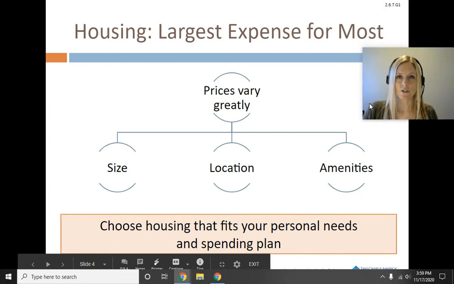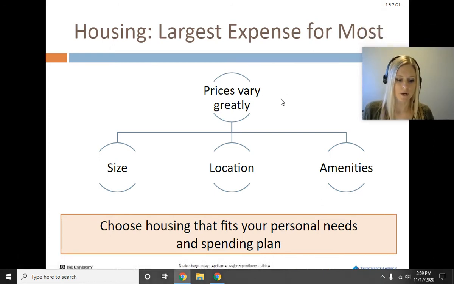Housing is the largest expense for most people, but prices do vary, and those prices can vary by these three factors: size, location, and amenities. And that is the first blank that's on your note taking guide. You will need to choose the housing that fits your personal needs, such as location, size, and also the amenities, and also what fits your spending plan.